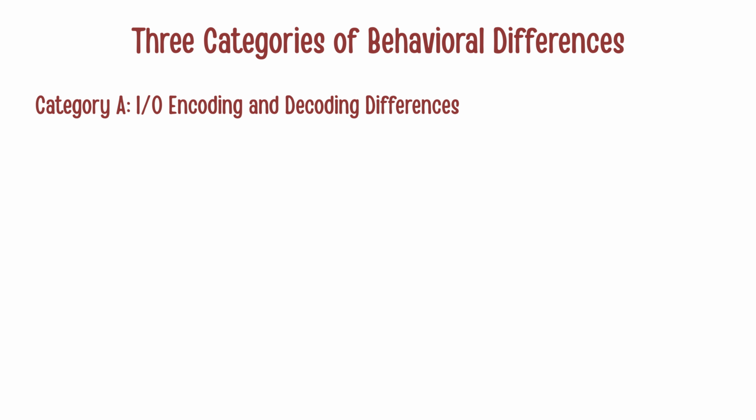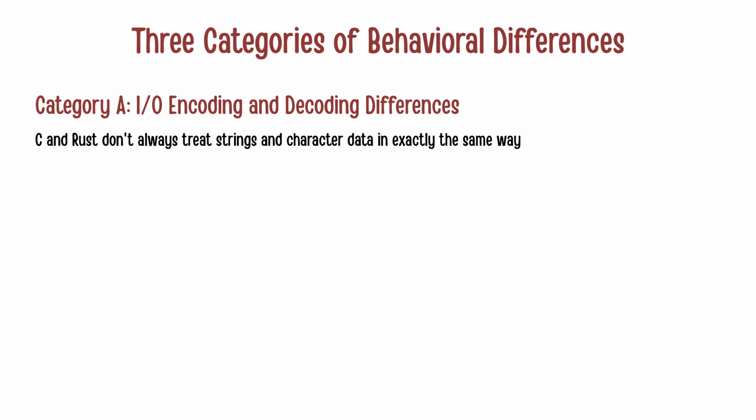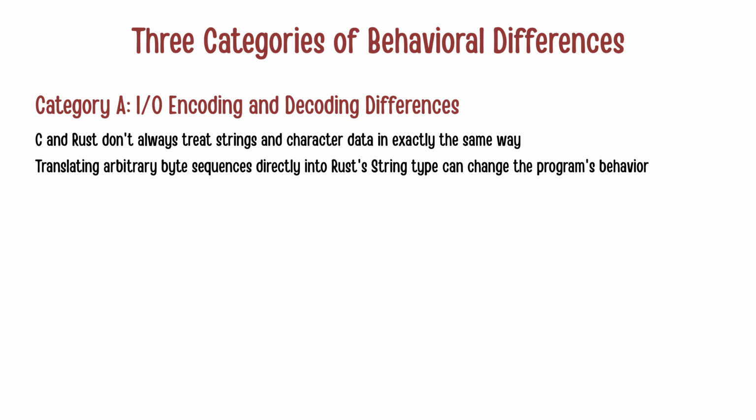The first category involves differences in input/output behavior and character encoding. C and Rust don't always treat strings and character data in exactly the same way. For example, many Rust string APIs assume UTF-8 encoding. If a C program accepts arbitrary byte sequences, translating that behavior directly into Rust string type can change the program's behavior. An invalid UTF-8 sequence might be rejected or cause a runtime failure in Rust, whereas the original C program might continue processing the raw bytes. So even though the Rust implementation is safer, it isn't necessarily behaviorally identical.